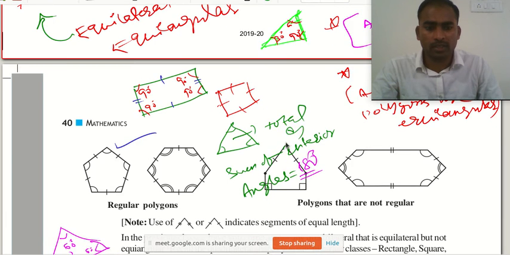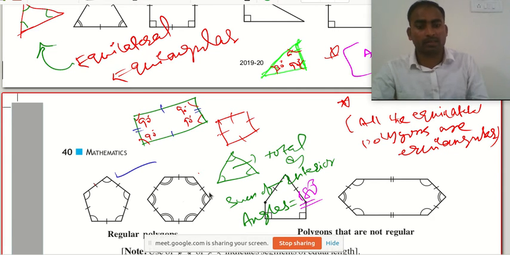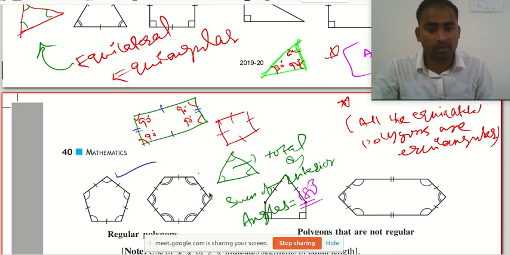Then here, see, examples of these properties. For the equilateral triangle, next the square, next you can check the pentagon also. All the sides of the pentagon are equal, and all the angles inside the pentagon are also equal. Next for the hexagon also, all the sides are of equal length, and all the angles inside the hexagon are the same. So all the equilateral polygons are equiangular.